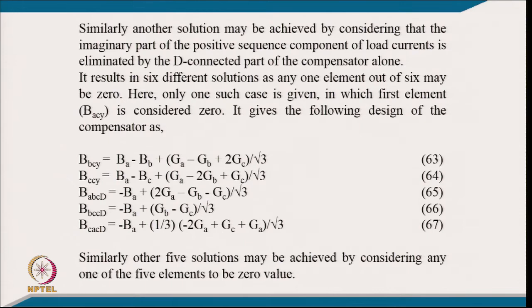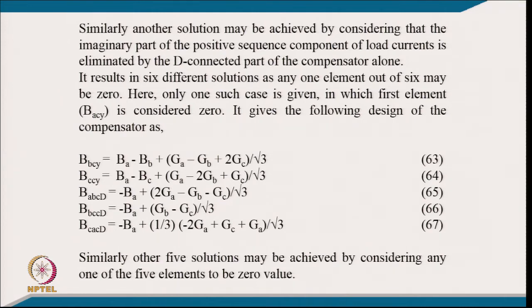Hence, one such case is given in which the first element B_IC is considered 0, and it gives the following design equation. So, we consider the susceptances of the A-phase star-connected network to be 0. It gives the following design of the compensator for all elements in terms of load susceptances and load conductances. So, that is another solution for the value of 5 elements.